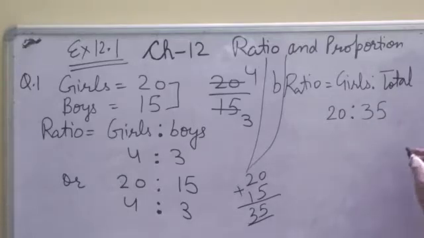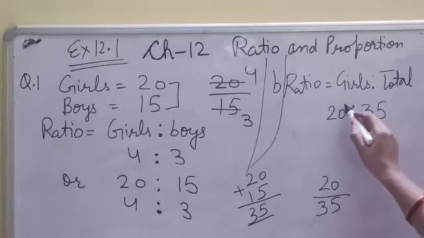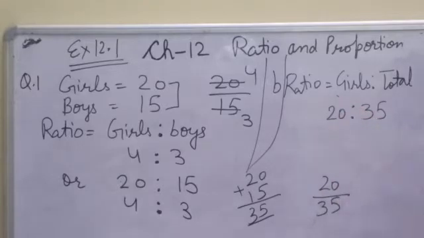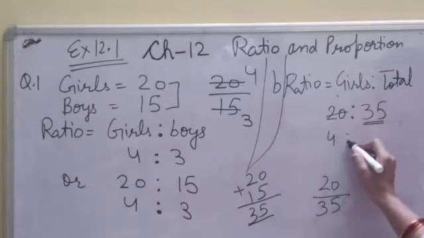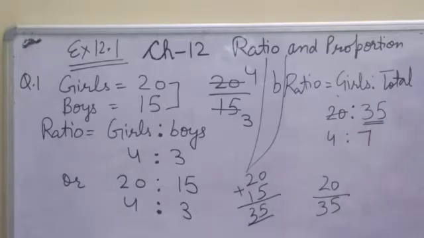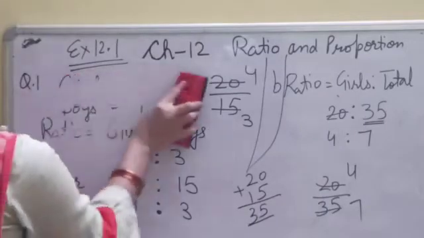Same. Either you can use this method, 20 by 35. Whatever is given to us, that will be in first. With whom we have to compare, that should be in the second term. So when we cut, 5 4s are 20, 5 7s are 35. Or if you cut in this format, 5 4s are 20, 5 7s are 35. So same answer you will get. So this is part B. Now let's move to question number 2.